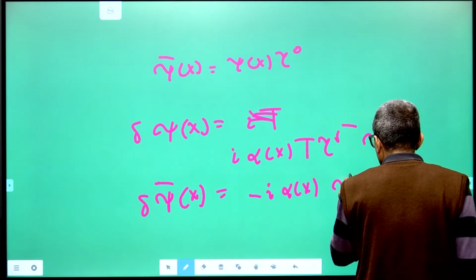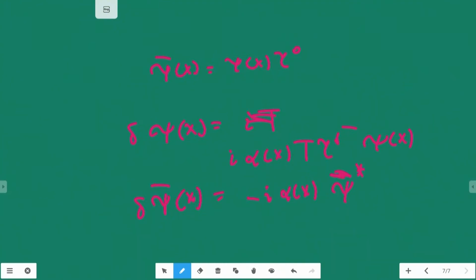So this is minus i alpha x, alpha is a real valued function of the space time arguments, psi x star, then T gamma phi, because T is Hermitian and gamma phi is Hermitian, and then gamma 0. Gamma 0 anti-commutes with gamma phi. So this will become i alpha x psi star x gamma 0 T gamma phi, which is equal to i alpha x psi bar x T gamma phi. So you have to put a delta because you are looking at the variation: delta psi star, delta psi bar.